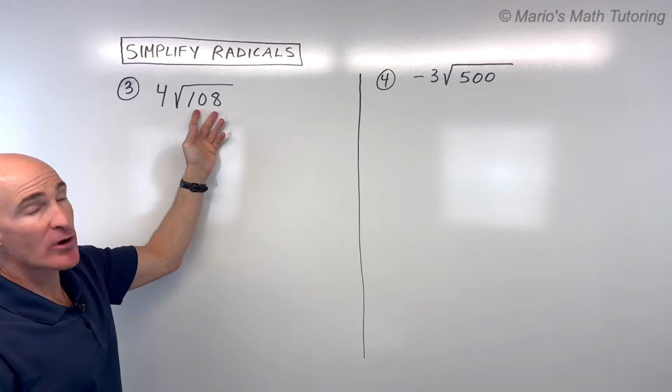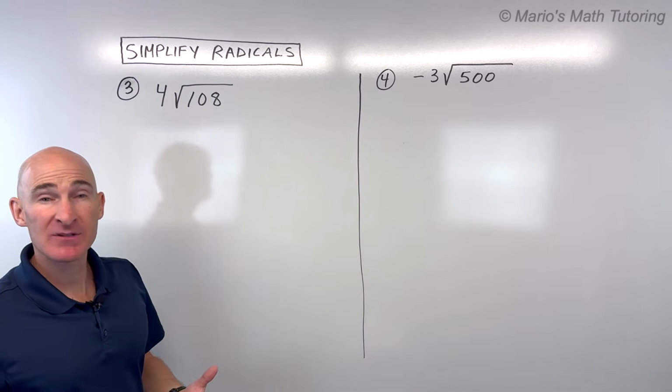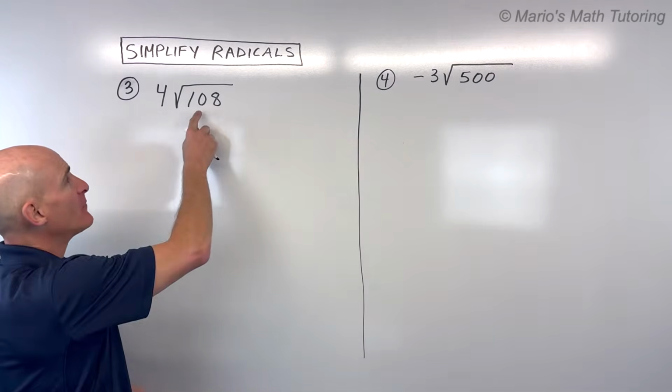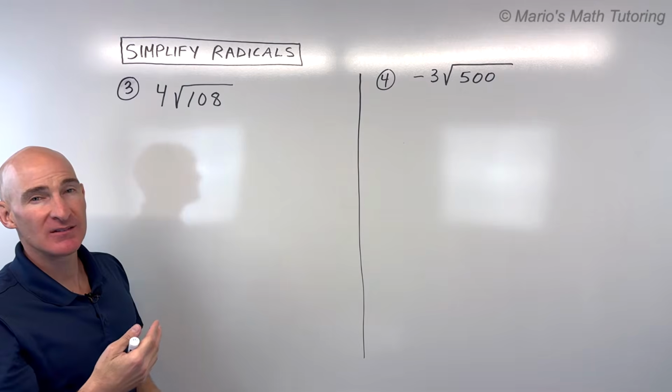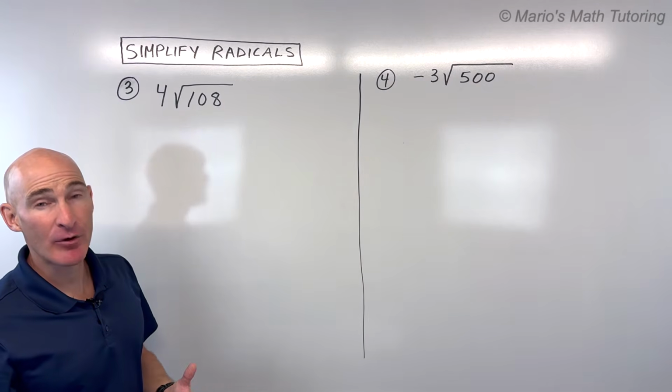Let's take a look at the square root of 108. So what number times itself is 108? Well, 10 times 10 is 100. 11 times 11 is 121. But 108 is somewhere in between 100 and 121. So it's somewhere between 10 and 11. It's not a perfect square.